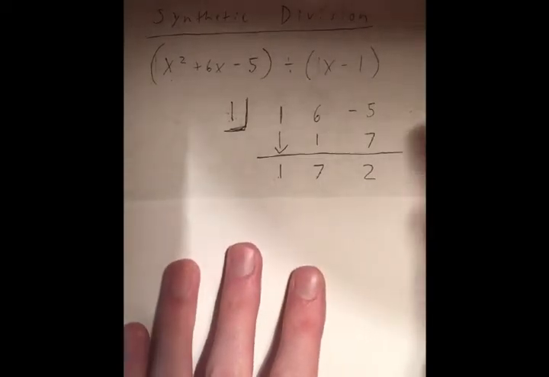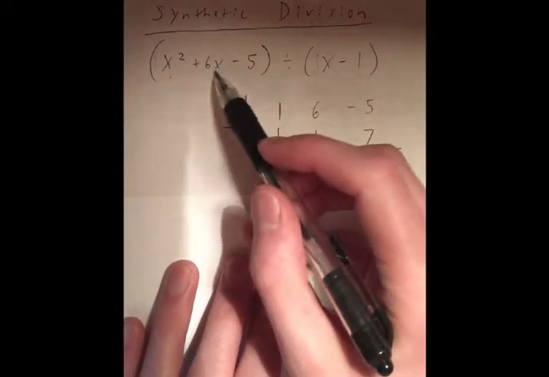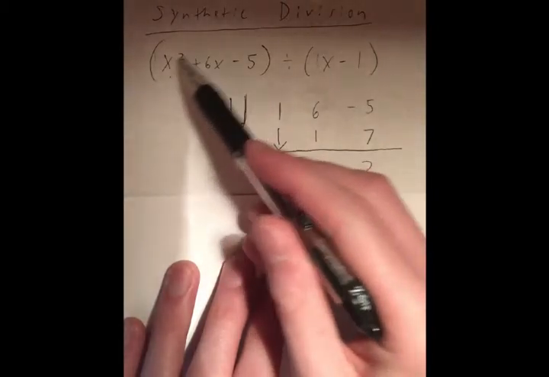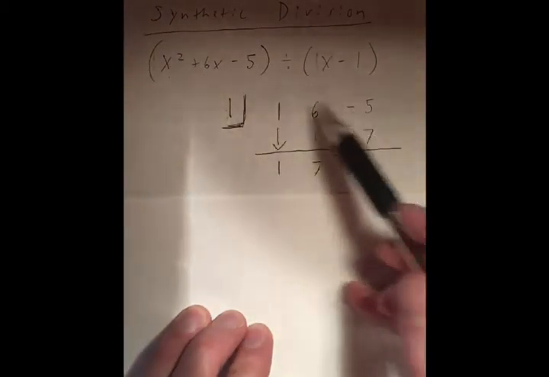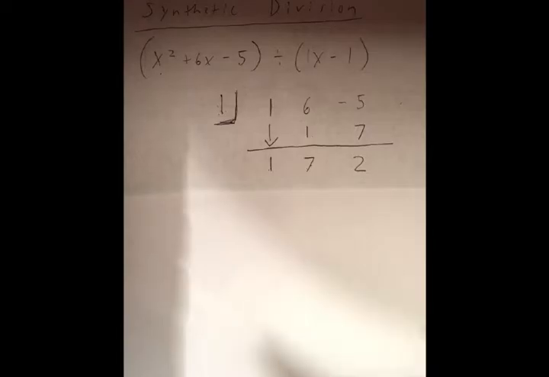So now the trick with this is, remember how we had x squared plus 6x minus 5? What's the degree of that one? The degree of that's 2, right? When we're dividing this, the degree ends up going 1 down.